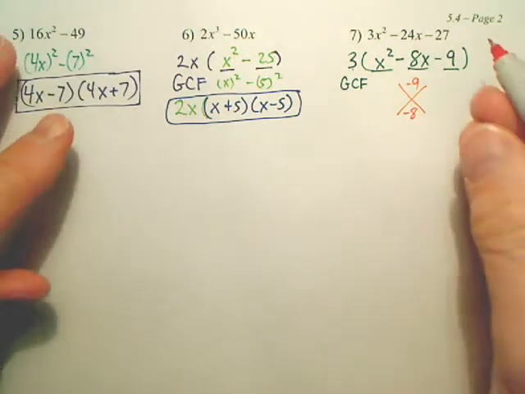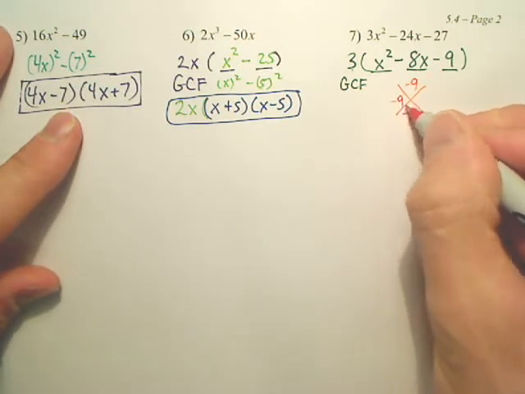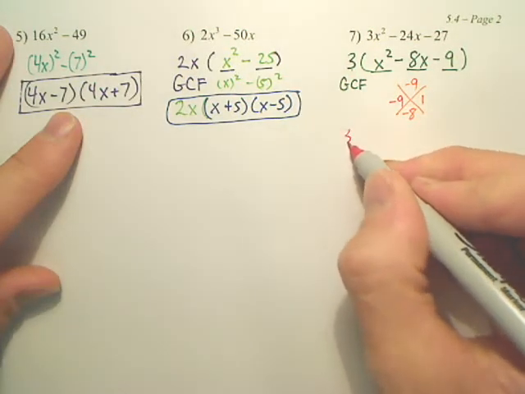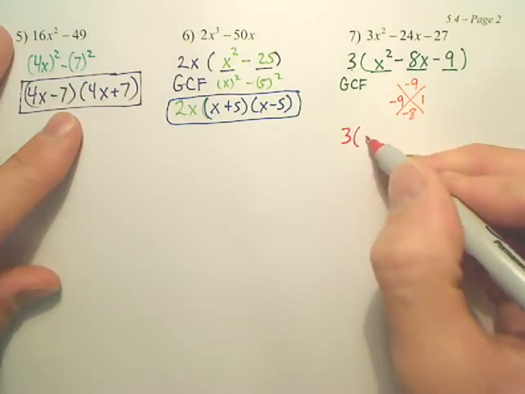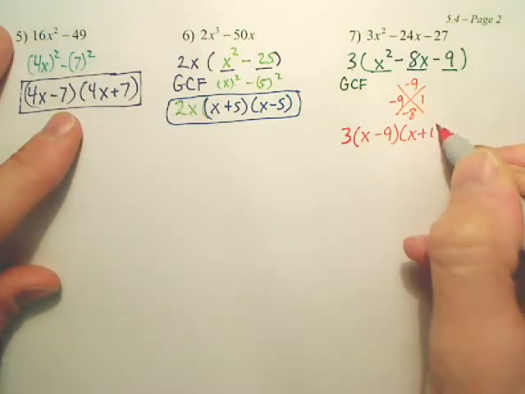What are my two numbers? Was that negative 9 and 1? So don't forget the 3. Remember I told you it's commonly forgotten. We have 3 times x minus 9, x plus 1.